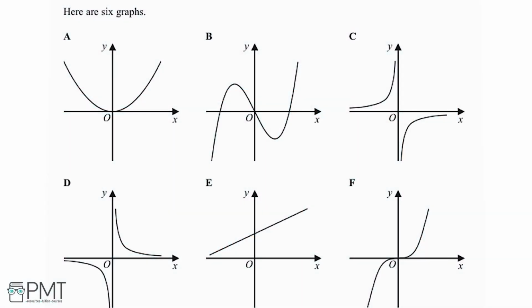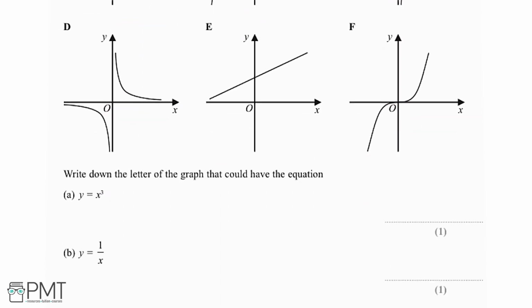So we're told that here there are 6 graphs. Okay, so this is sort of just something you need to learn. It's really good to just go through and learn the equations of different common graphs like this. So for part A, we're looking for the graph with equation y equals x cubed, and that will be F here. And for B, y equals 1 over x, and that'd be graph D here. And you get 1 mark for each of those.